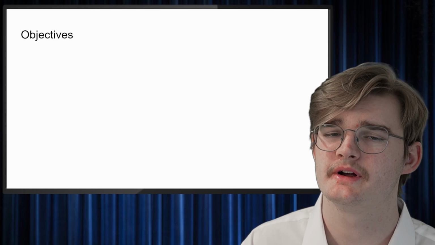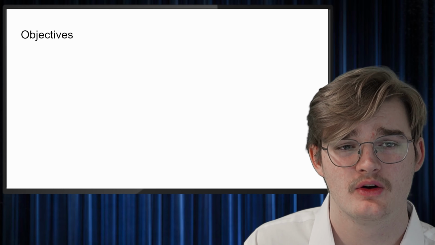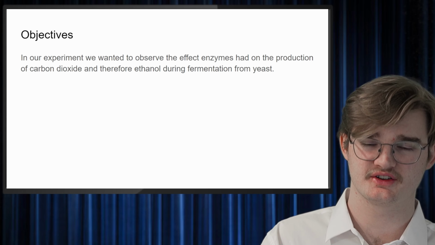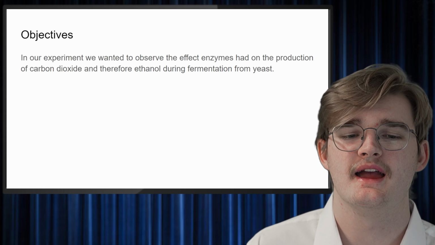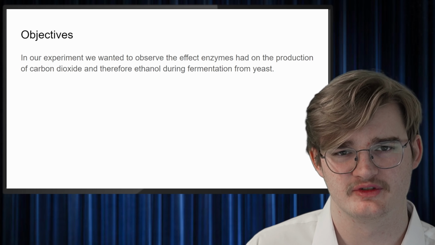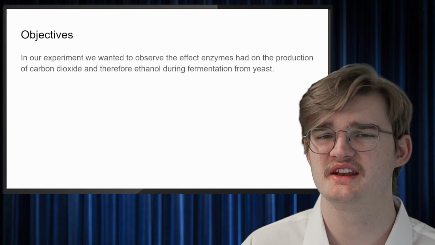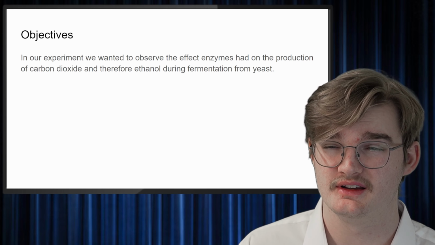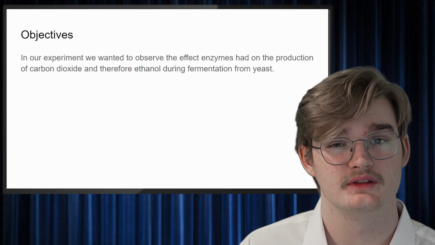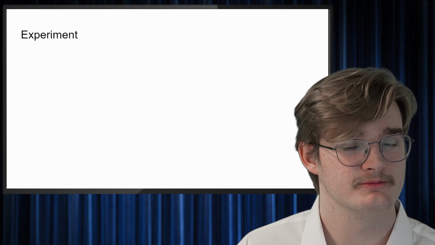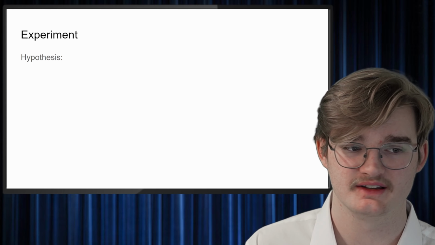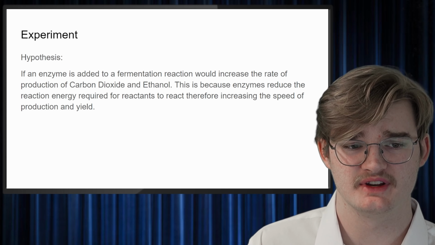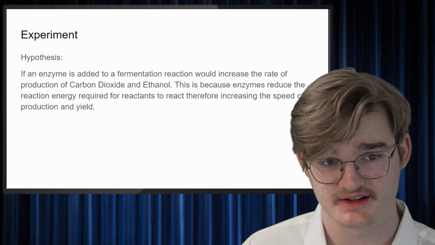Now, what was our objective for this experiment? Well, we wanted to observe the effects that enzymes had on the production of CO2 and ethanol during fermentation, just to see if it would be beneficial to add an enzyme to potentially increase the rate of reaction or the product yield. So, for our experiment, our hypothesis went: if an enzyme is added to a fermentation reaction, it would increase the rate of production of carbon dioxide and ethanol.